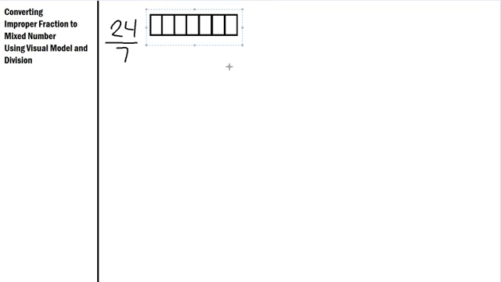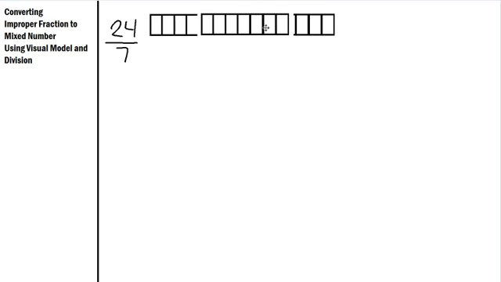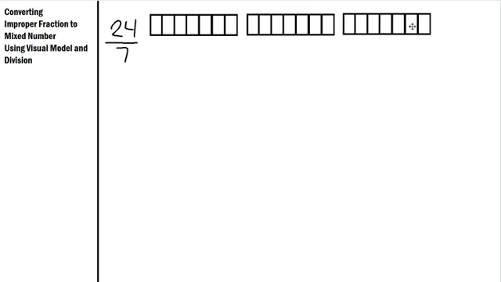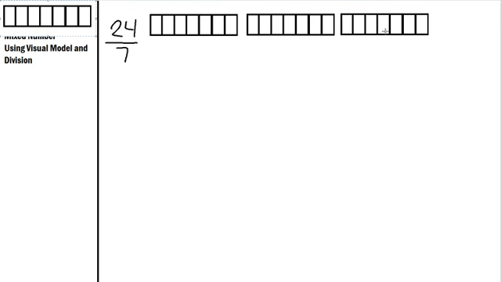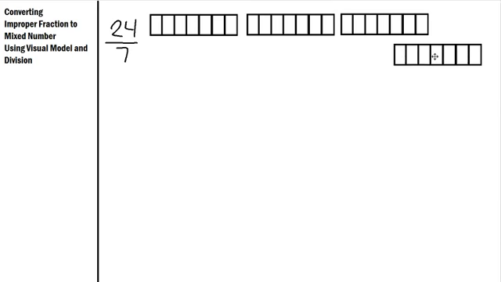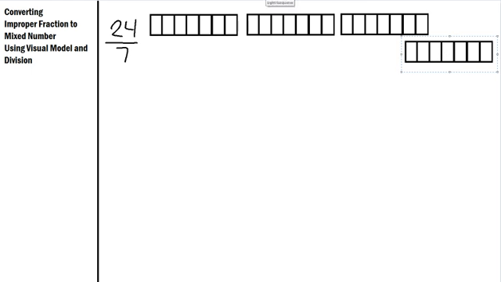So we're going to start with 7 sevenths, and we'll keep drawing groups of these 7 sevenths, because 7 sevenths equals 1 whole thing, until we have more than 24. Or I should say we have 24 or more. So here we have more than 24. Let's double check that we have 24 or more.